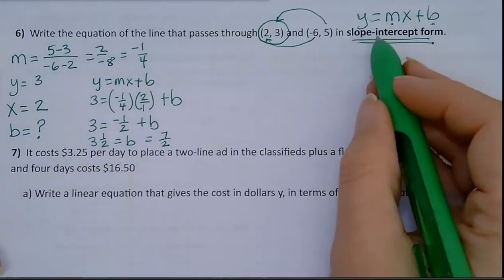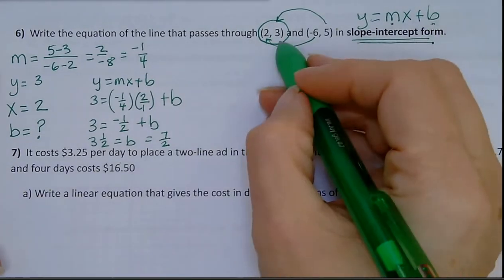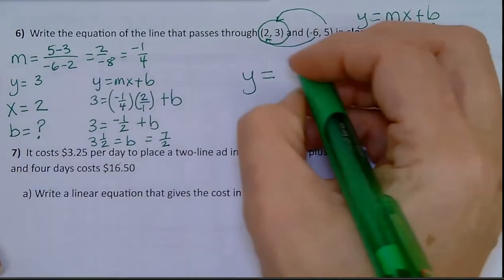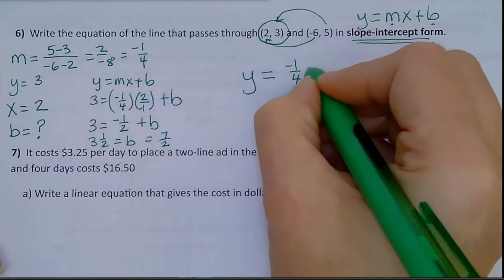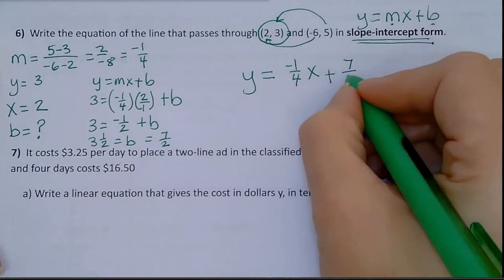All right, and all I have to do is write the equation of a line in slope-intercept form that passes through those points. So I'm going to say y equals my m, which is negative 1/4, x plus b, and b is either 3 1/2 or 7/2.